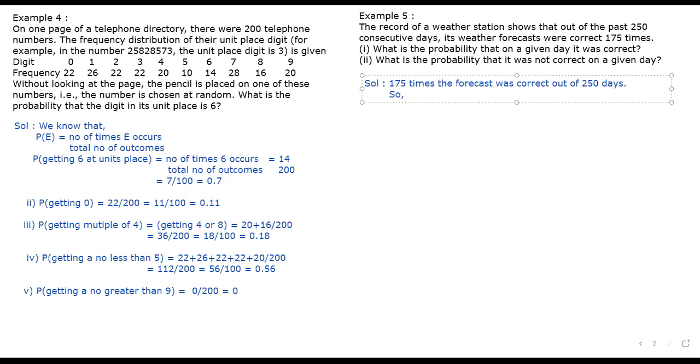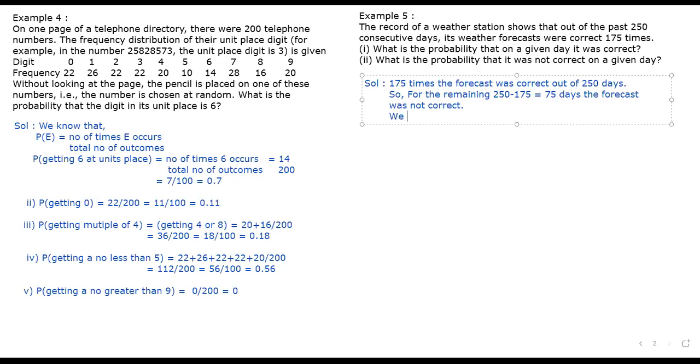So for the remaining, 250 minus 175 is equal to remaining 75 days. The forecast was not correct. Yes or no, children? Yes.